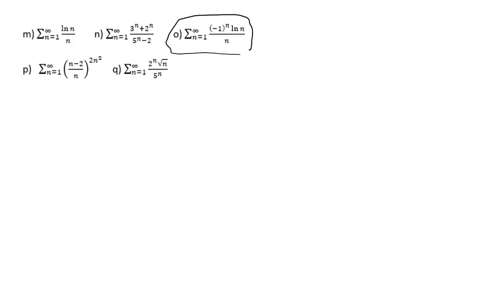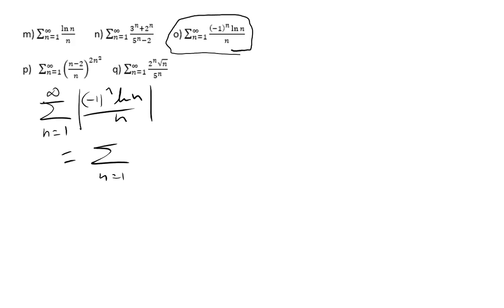Okay, now we see here it's an alternating series, and if you actually take the absolute value, this is actually the previous question that we solved. This one we saw that this diverges.